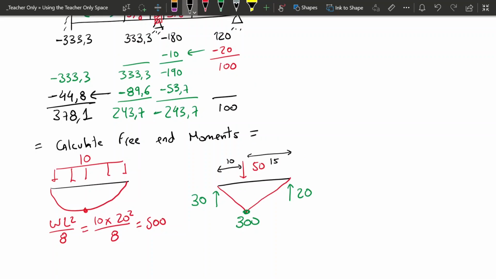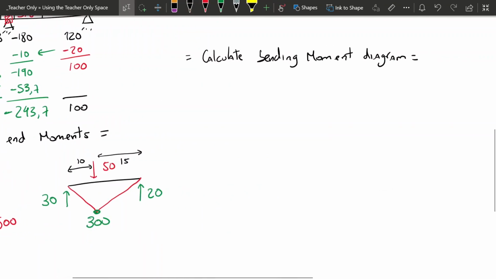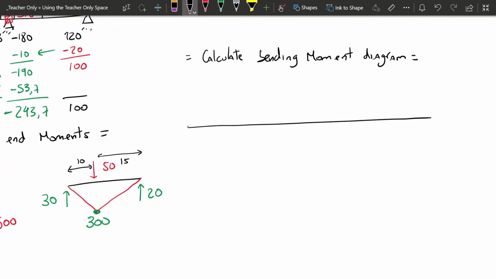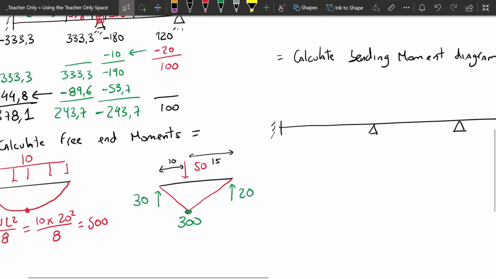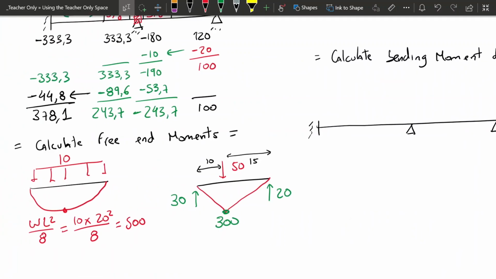I'm going to do it here on the side. And as usual, we're going to draw a big structure here. Note that we have our support here, another support here, and a fixed support. We can start adding the moments at the supports from the balancing table. So we know we have 378.1 on the left.